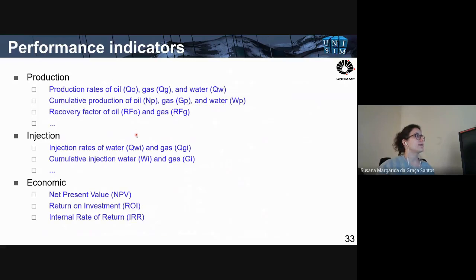Now again, the recap I was talking about: the performance indicators that I mentioned in the beginning, is that we can do this risk analysis for the indicators we want. We can talk about production indicators, cumulative production of oil, gas, and water, oil recovery factor. We can have injection indicators, cumulative are the most common, rates are not so common for risk analysis. And you also have the economic indicators: net present value, return on investment, internal rate of return, and so on. Those are just examples, but not our focus.